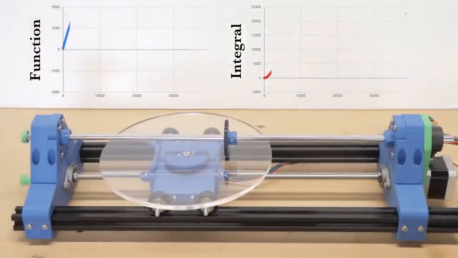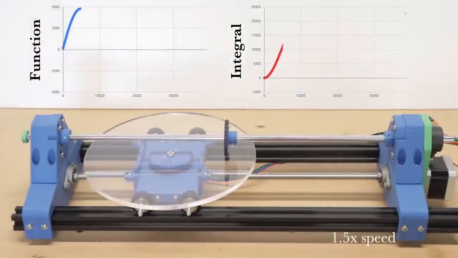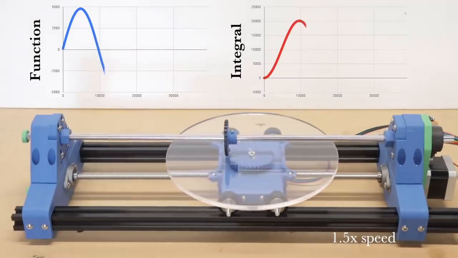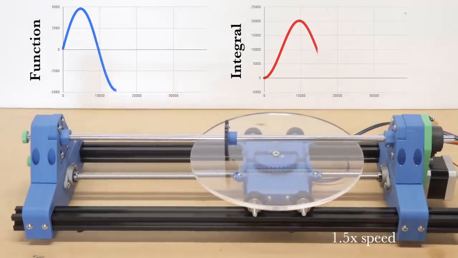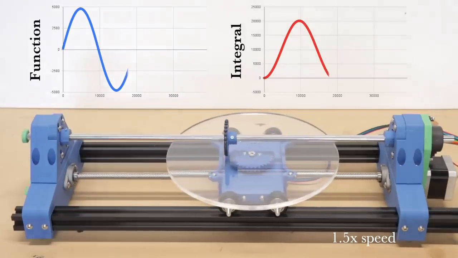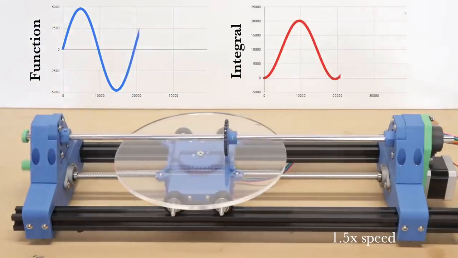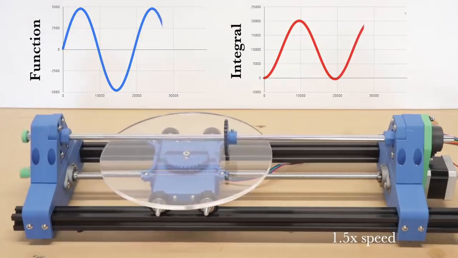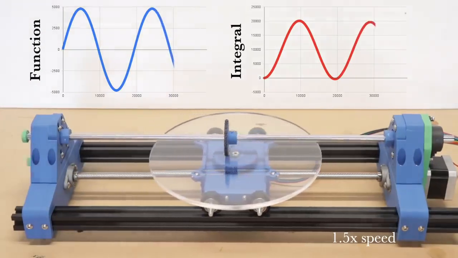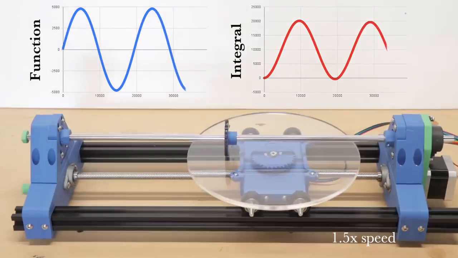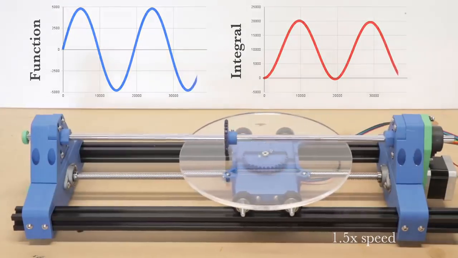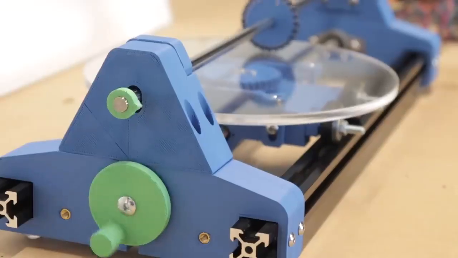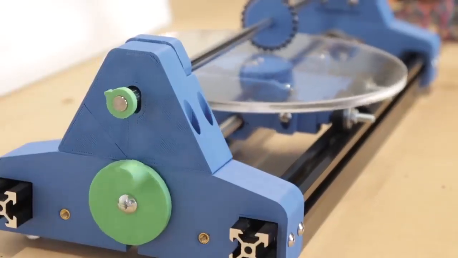And here you see the machine graphing a sine wave. In this case, the function dips from positive to negative, so the integral increases and then decreases. Graphing the total rotation of the output shaft, you can see that the integral of a sine function follows the pattern of a negative cosine function. The purpose of this video has been to illustrate the function of a mechanical integrator as a physical analog to taking the integral of a function.